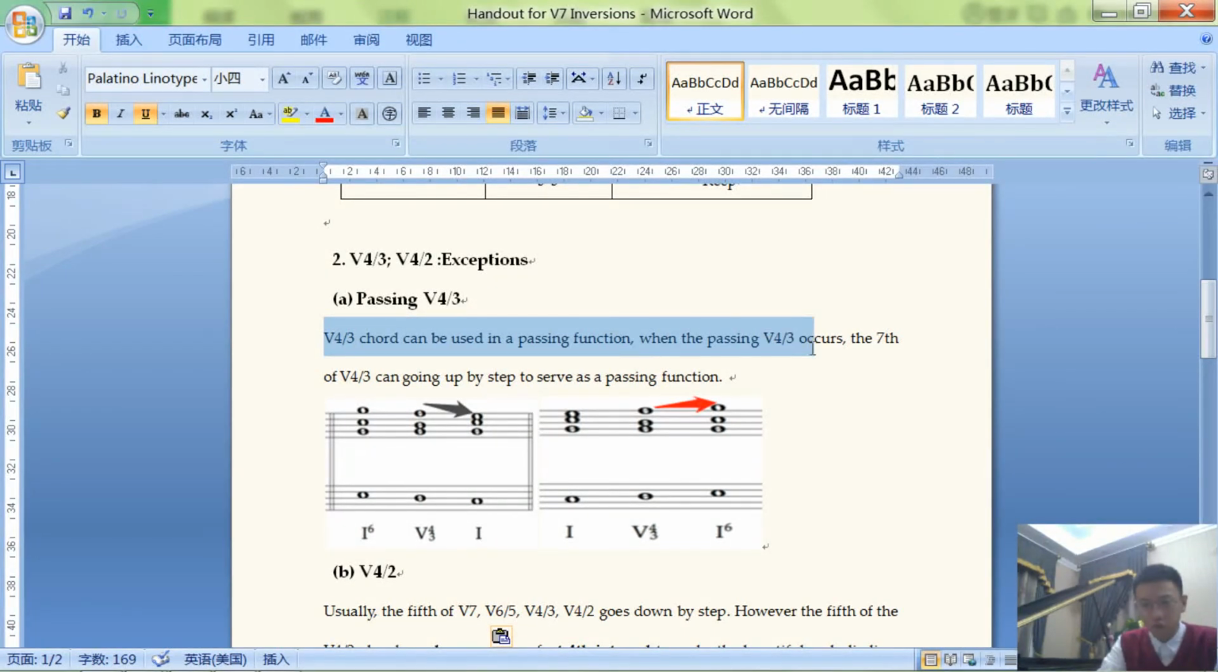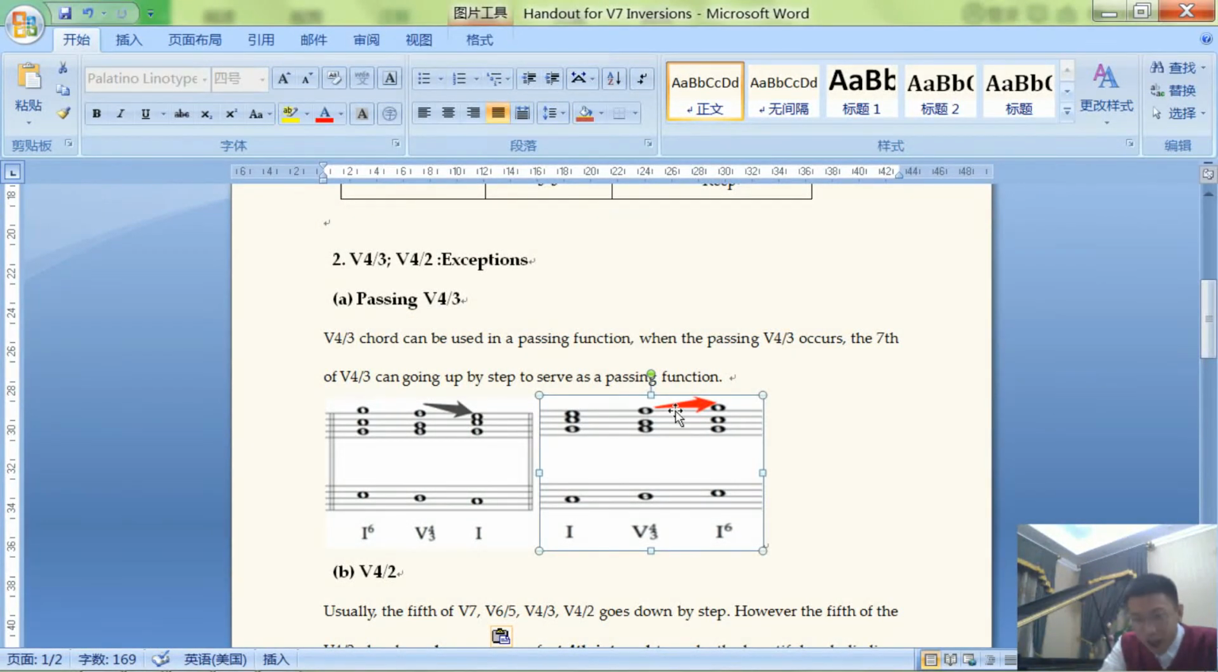When the passing 3/4 occurs, the seventh of the 5/4/3 can go up by a step to serve as a passing function, which means that in this black arrow, the seventh goes down, right? Although this is another passing 4/3, this is going down by a step. But actually in here, the red arrow is going up by a step to make the parallel tenths. So that's for the passing 4/3.